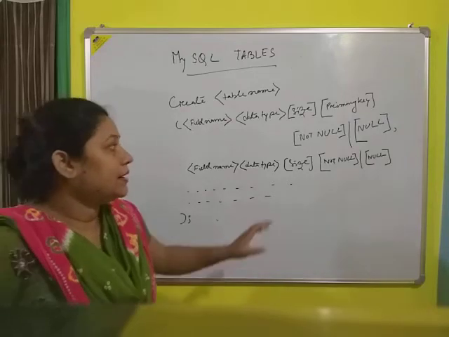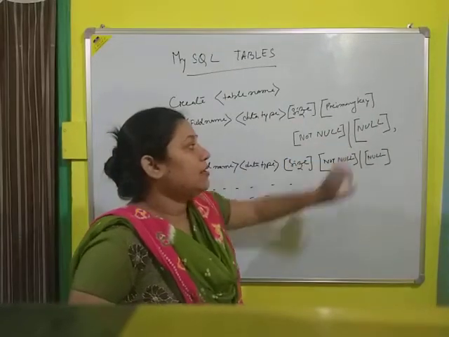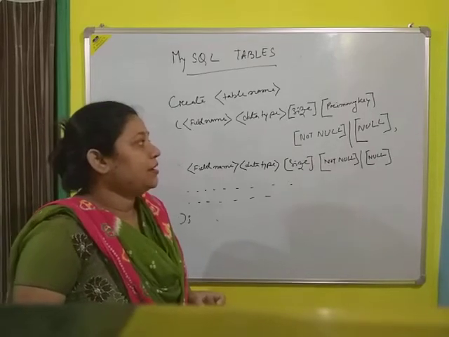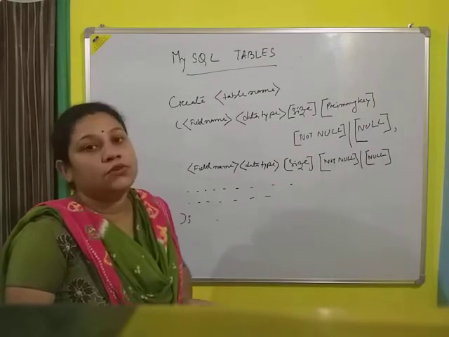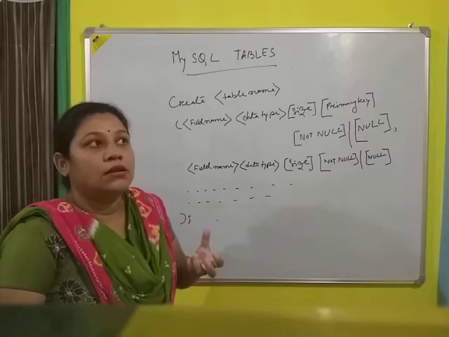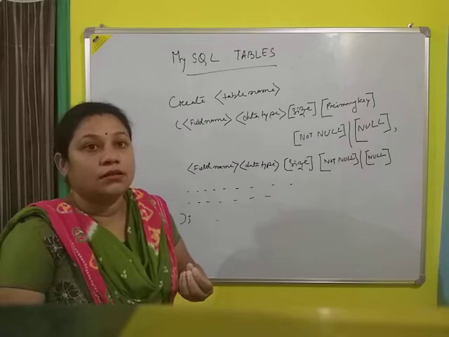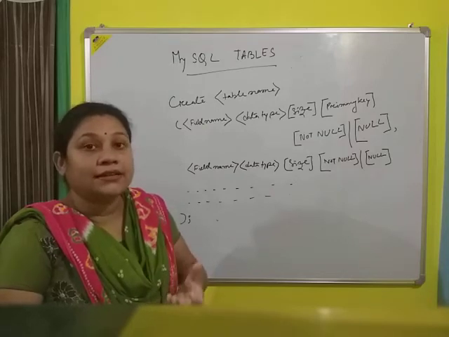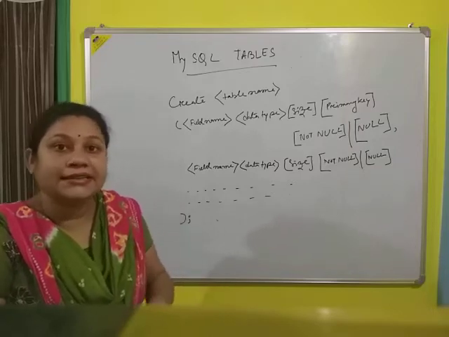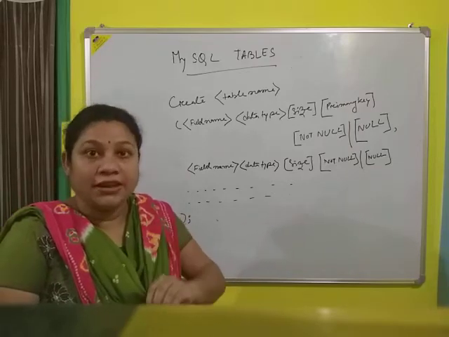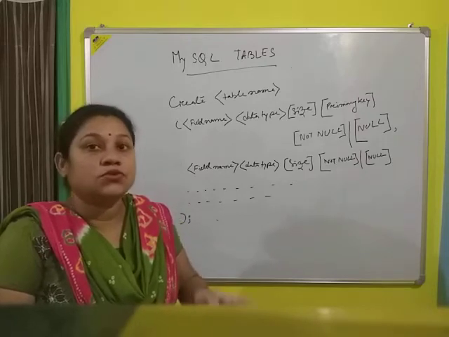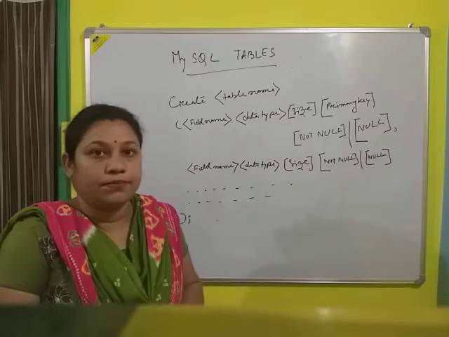Okay, after that, not null. The not null constraint is basically used whenever you want to enter some value for that particular field. Without entering a value for that particular field, you cannot jump to the next field of the table.